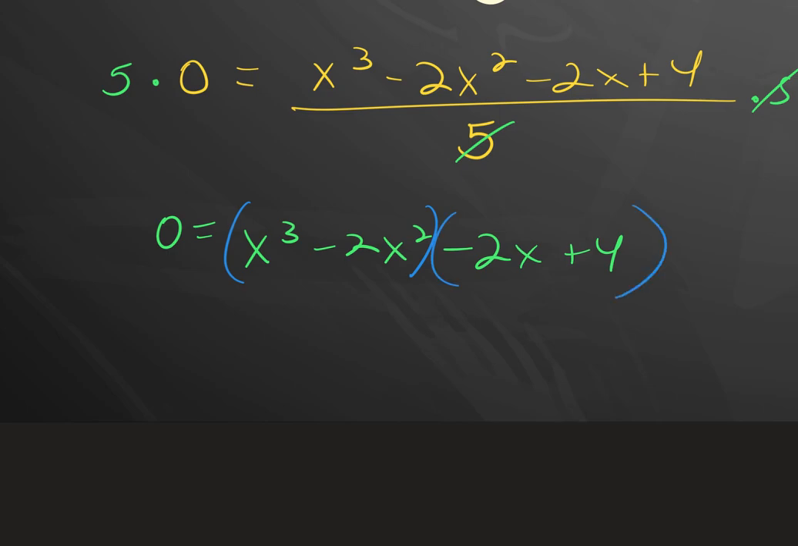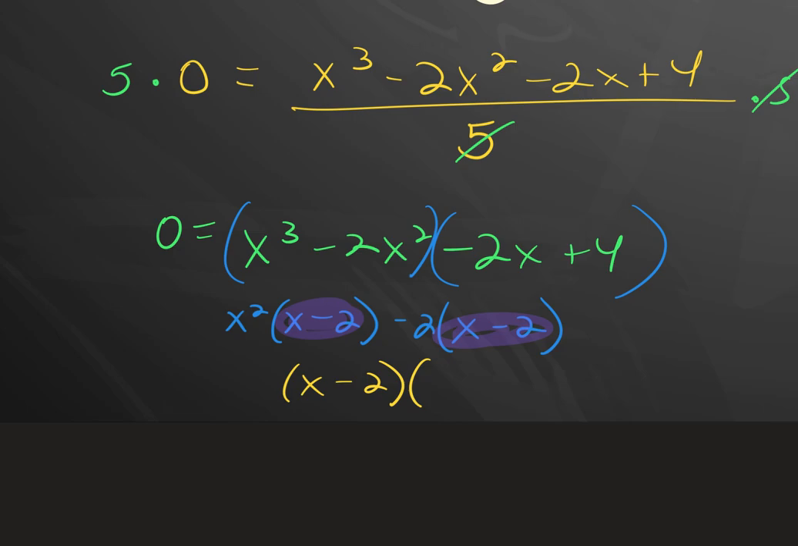What can you take out of the first set? X squared. Good. And I get x minus 2. And then what would I take off the second set so that the inside was x minus 2? A negative 2. Good. If I take out a positive 2, I would have to switch the signs because I want the insides to match. Now the insides match. So I'm going to pull that out. X minus 2 is my greatest common factor. And what's left is x squared minus 2.